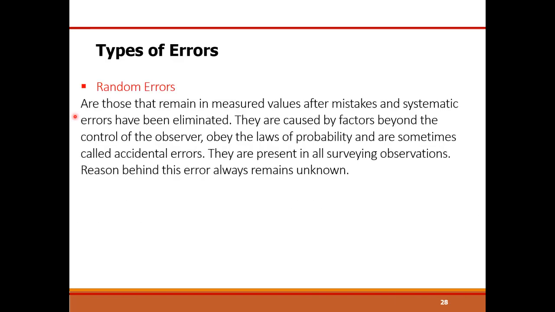Random errors. Random errors are those that remain in measured values after mistakes and systematic errors have been eliminated. They are caused by factors beyond the control of the observer, obey the laws of probability, and are sometimes known as accidental errors. They are present in all surveying observations. The reason behind this error always remains unknown.